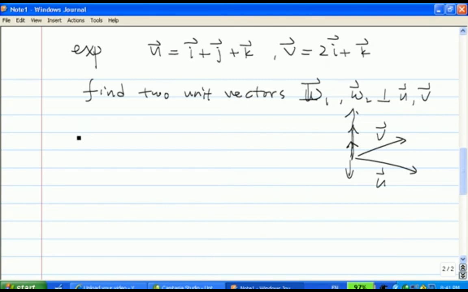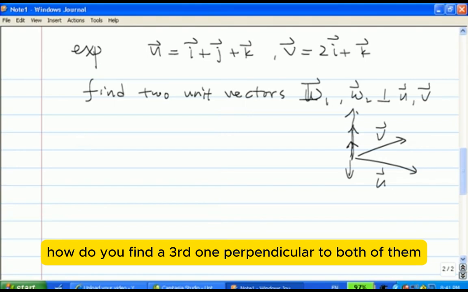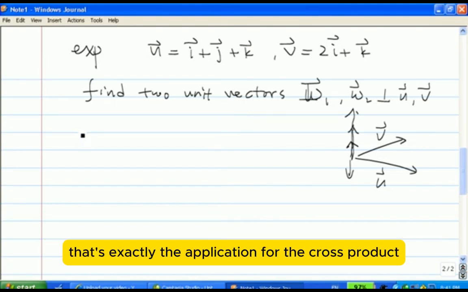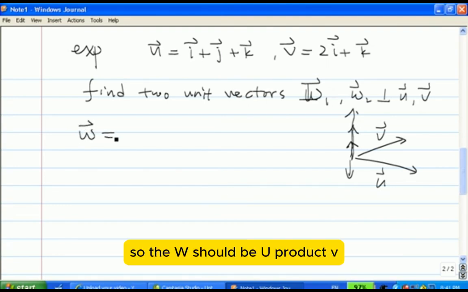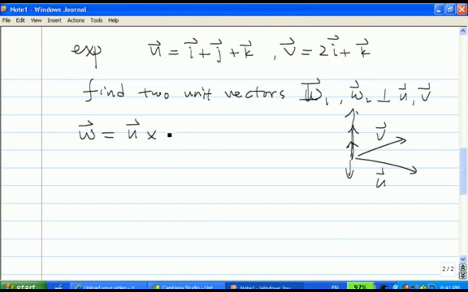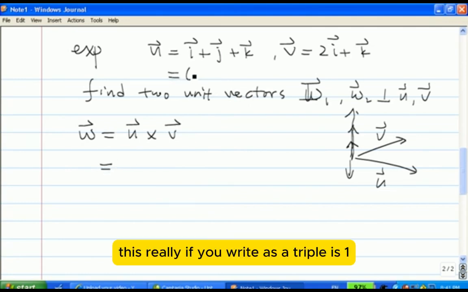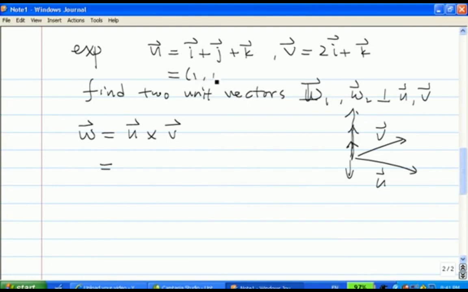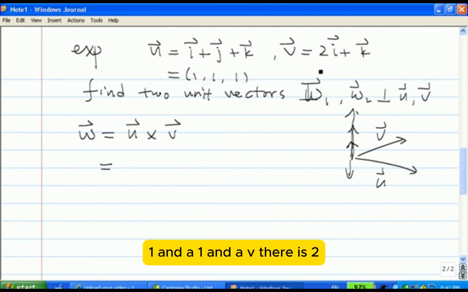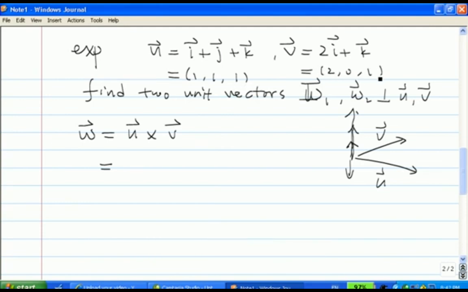So I give you U and V. How do you find a third one perpendicular to both of them? That's exactly the application of the cross product. So W should be U cross V, which means, if you write U as a triple, it is 1, 1, 1, and V there is 2, 0, 1.